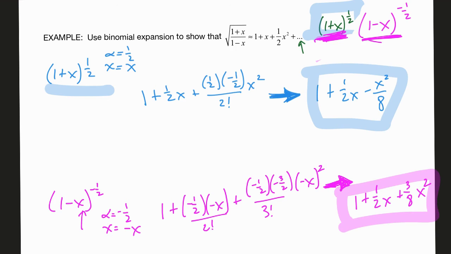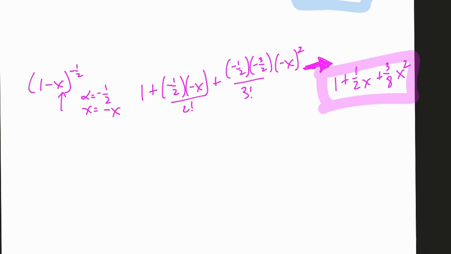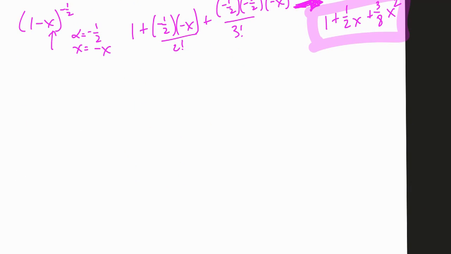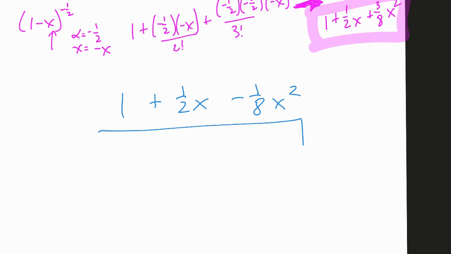Now, maybe you're really, really good at distributing. Personally, I tend to make a lot of mistakes when I try to do that, so I like to multiply polynomials together by using a box. So it's going to look something like this. 1 plus 1/2 x minus 1/8 x squared across the top of a box. And then the pink one along the side is 1 plus 1/2 x plus 3/8 x squared.